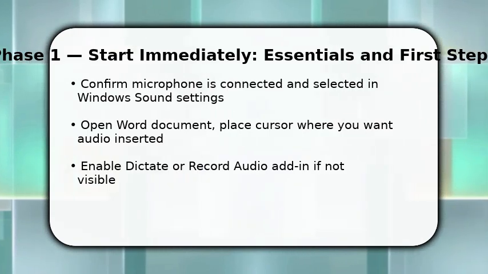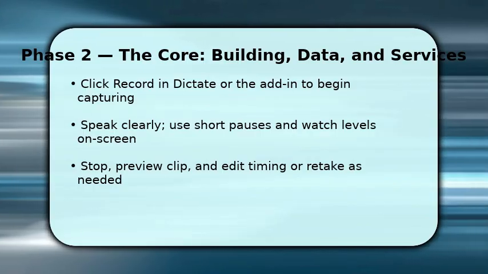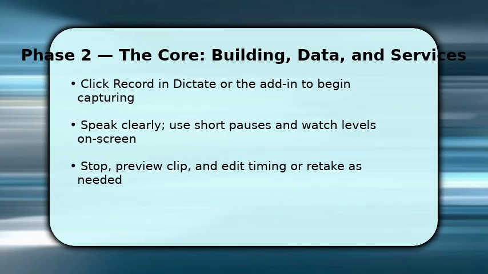Click Record in Dictate or the Record Audio add-in, then speak naturally and slightly louder than normal so Word captures clear sound. Keep sentences short and use brief pauses to make edits simpler later. Monitor the visual level meters and make small volume adjustments if you see clipping.